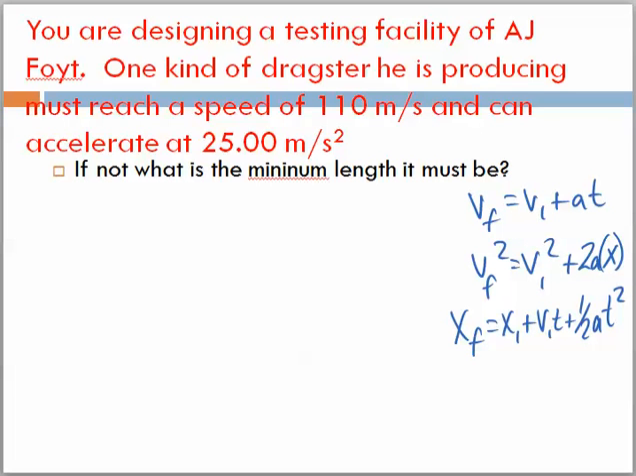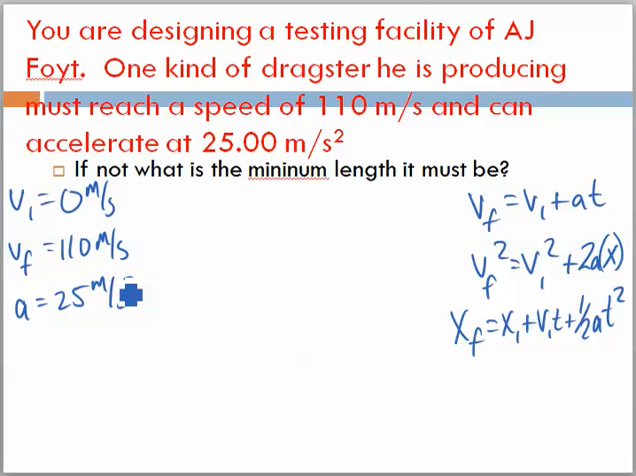Okay, again, as I read this, I'm going to create that list because the list really allows me to work with the numbers and not have to read it. But if you're not making a list, you're always having to go back and decode and find information. It's a dragster, so its initial speed is 0. It tells me that the final speed I want to get to is 110 meters per second. The acceleration is 25 meters per second squared, and the displacement we don't know.